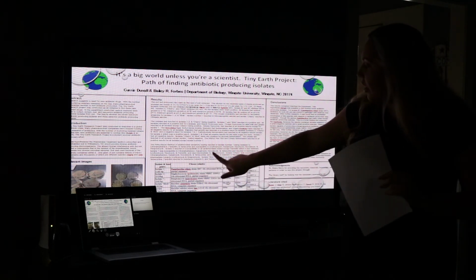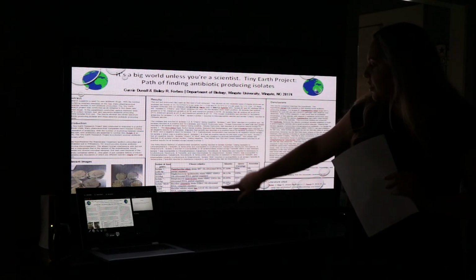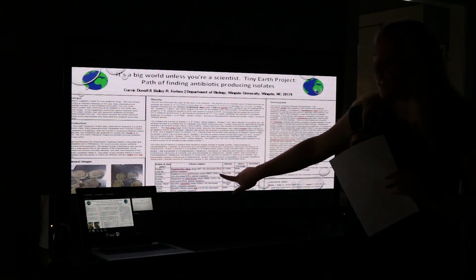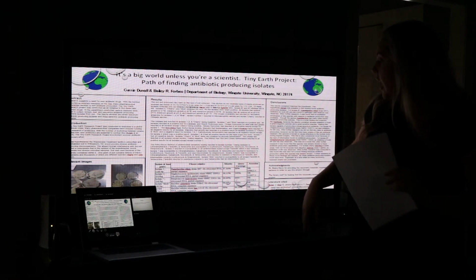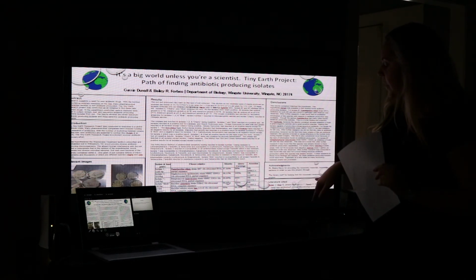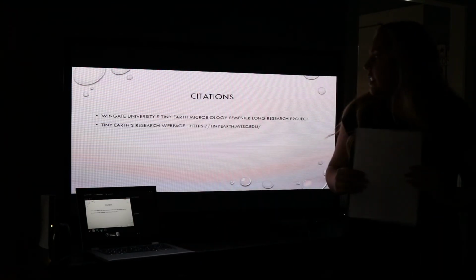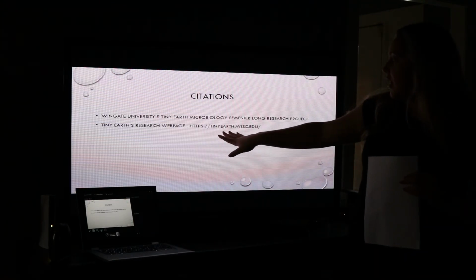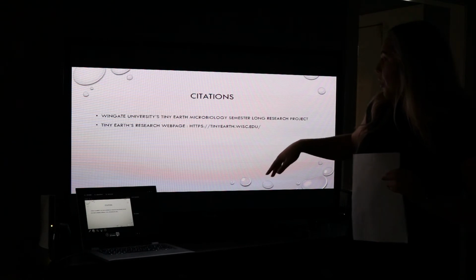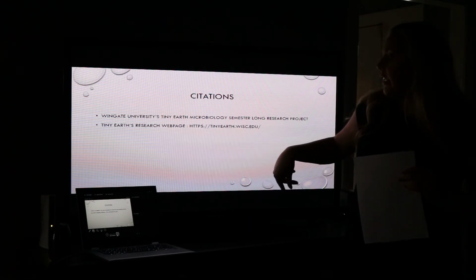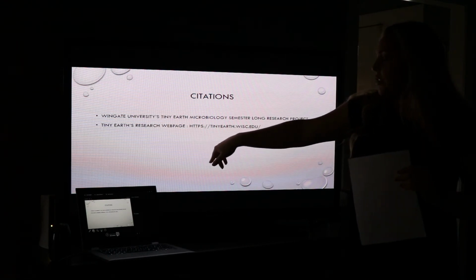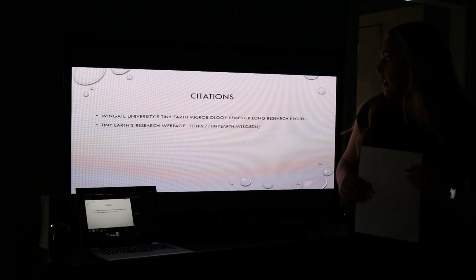And as you can see, all of these are results, and then there's a chart of the actual bacteria after we did the sequencing, our conclusions, and then our acknowledgments and the literature we used to cite it. This is the Wingate University Tiny Earth Research Project, and I also used the Tiny Earth Research webpage at tinyearth.wisc.edu.